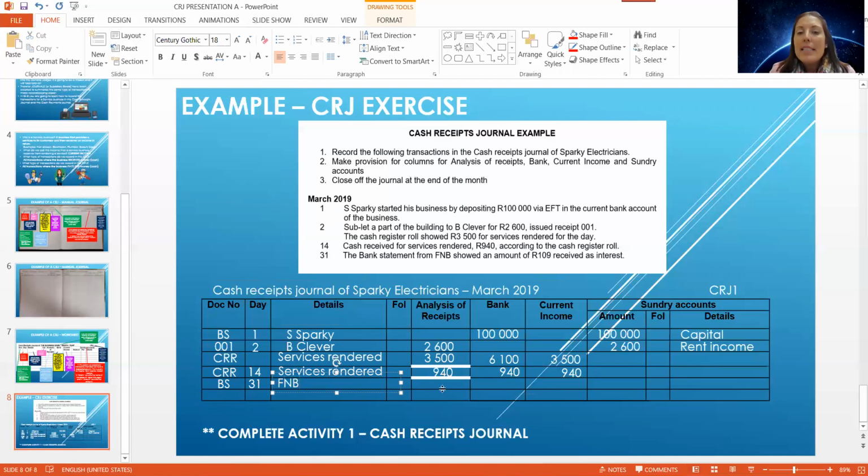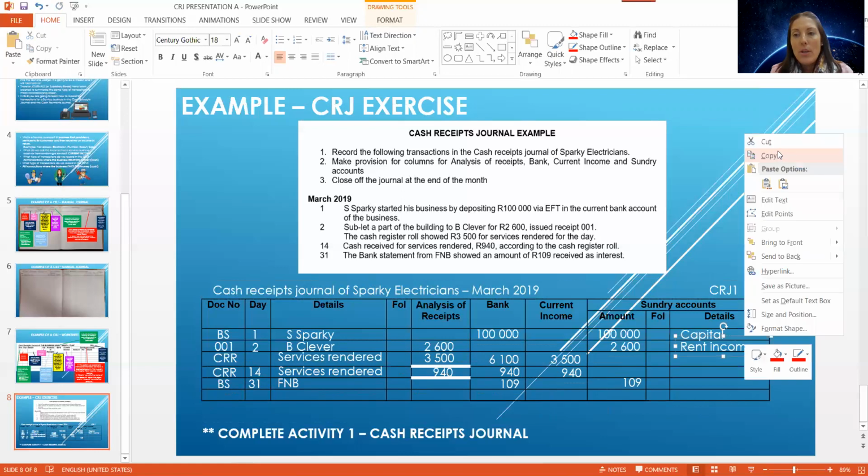Great. Did we receive that 109 Rand in the till? No, we didn't. The bank directly added it onto our bank balance, so we didn't even see that money. So can we put it in analysis of receipt? No, we're going to take it straight to our bank column, and we write the 109 Rand. Then we ask ourselves, okay, why did we receive this money? Because we received interest. Is there a column for interest? No. Then I take it to the sundry accounts, 109 Rand, and then I leave the folio for now.